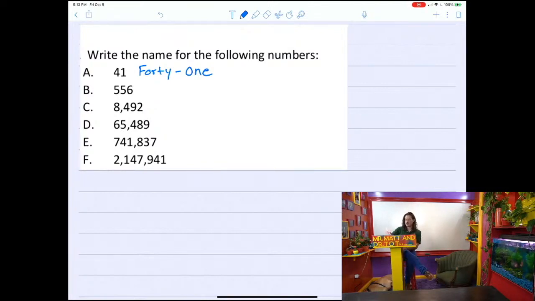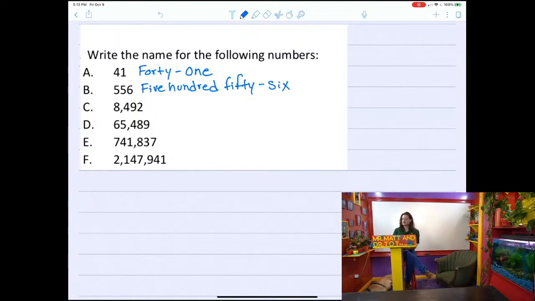So start with the hundreds place, it's 500. Then go on to the multiple of 10, which is 50. Put a dash and then list the ones digit, which is 6. 556.